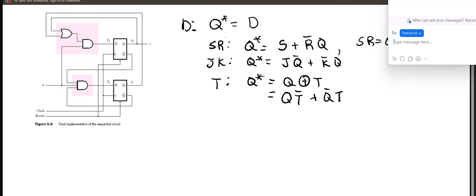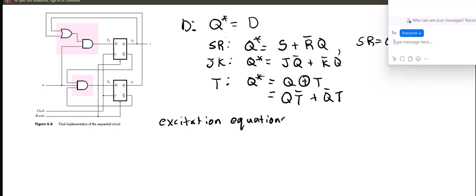So for your excitation equations, this is where you're actually figuring out your values for D or S or J or T or K or R. Those are your excitation equations. Those are the things going into the flip-flop. And so for ours, if we look at this top one, I'll call that one D1.